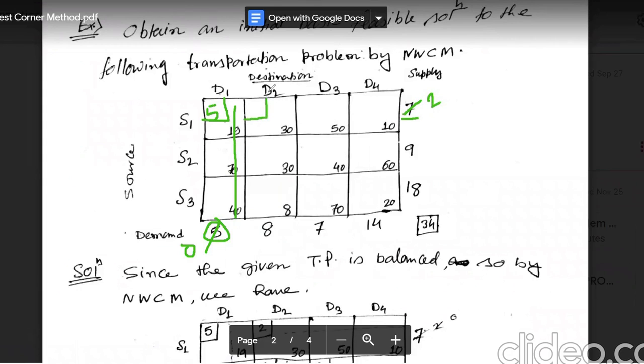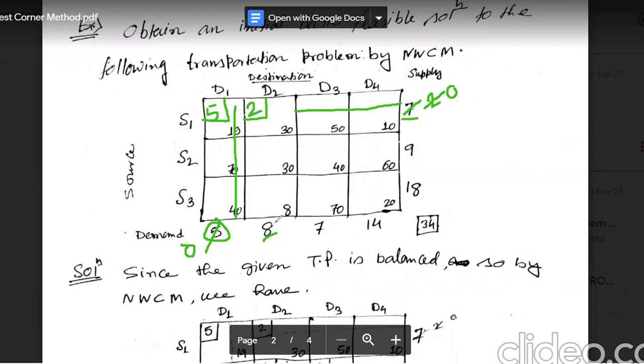Now you have to allocate. This is the destination D2. The demand is 8 units, and this is the first row, so from the source S1, how much supply can be made? 2 units. Between 2 and 8, which one is the minimum? 2 is the minimum, so allocate 2 here. The total supply for source S1 is exhausted, so it becomes 0. You cancel out that row. No allocation is made in destinations D3 and D4 from source S1.